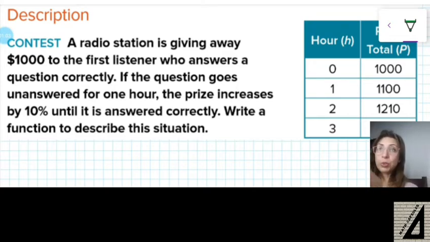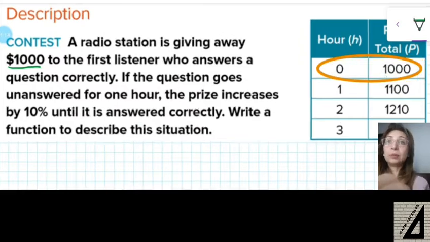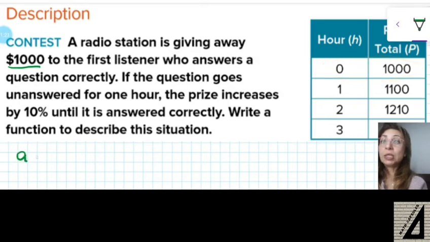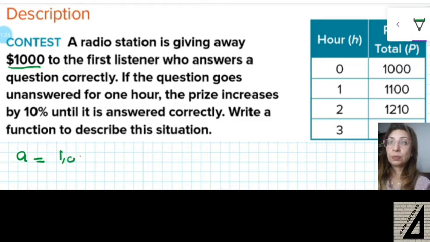From the description here, we are given that the initial value is 1000, and it's also shown here in the table. At hour 0, the amount given away is $1,000. So here the initial value, which is A, we know that A is always the initial value, that is 1000. To find B, we're going to continue reading here.